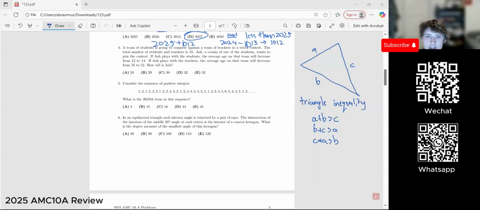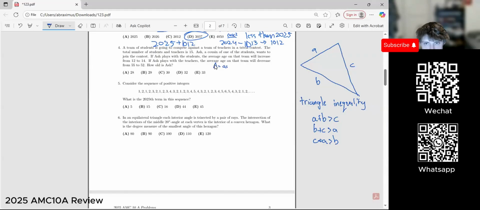Depending on how you set up your variables. So here's how I will do it. Let's say that A is equal to Ash's age, and N is equal to the number of student players. And I actually need more space, so I'm going to erase the triangle inequality on this side.